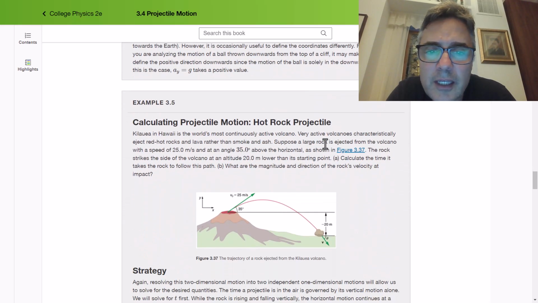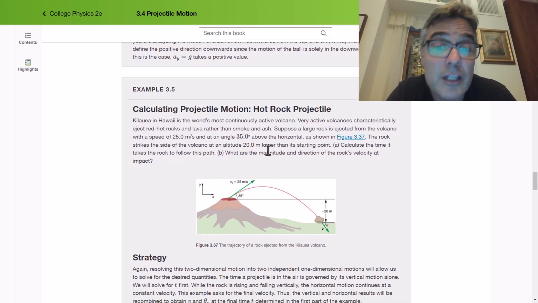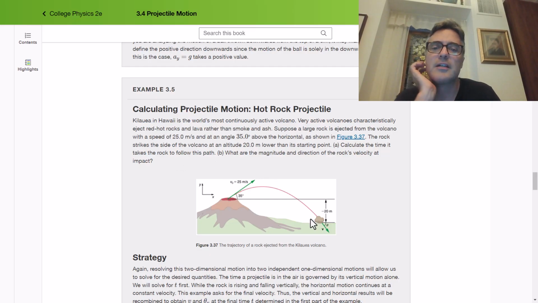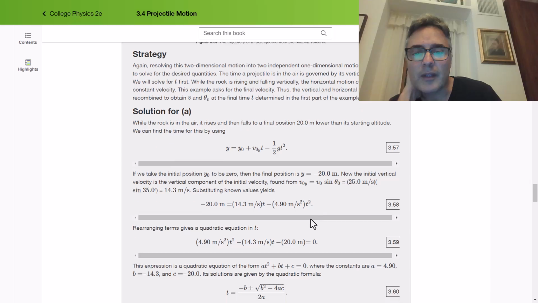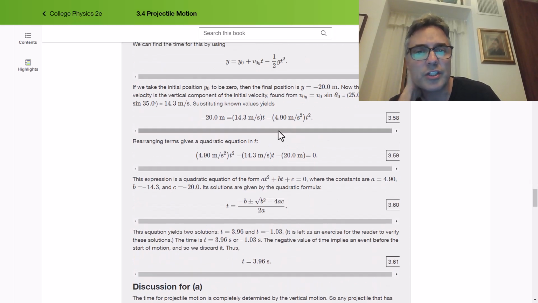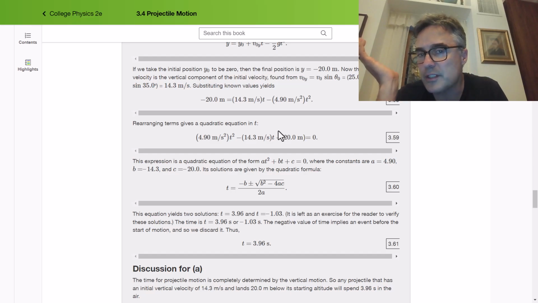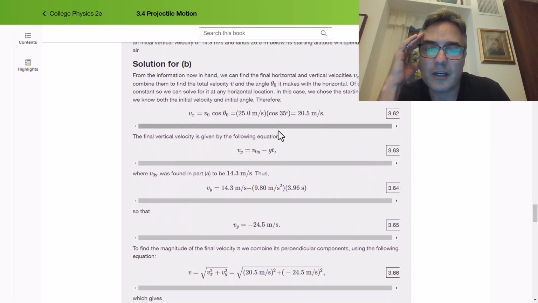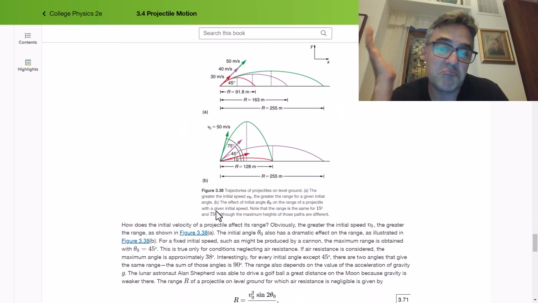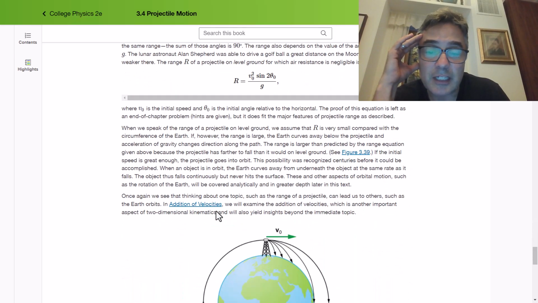There's another one here. It gives you some rock's initial speed and the angle of the initial velocity. Calculate the time it takes for the rock to follow this path. Anyway, I think it's basically using those equations of constant acceleration, but splitting up your y and x components and using the same approach as free fall. It's actually very similar to free fall.